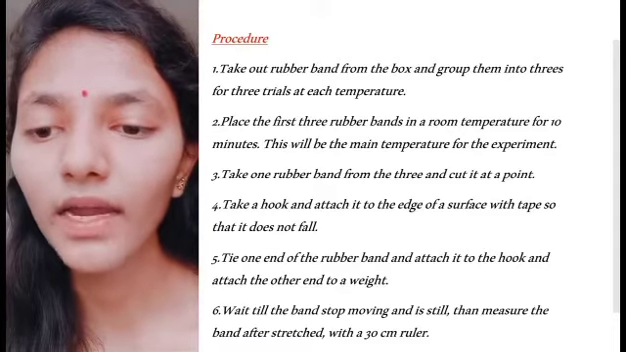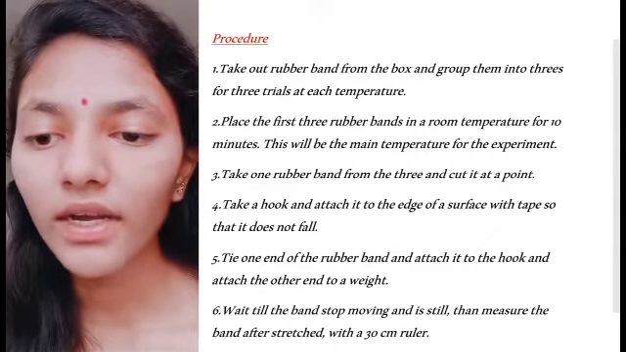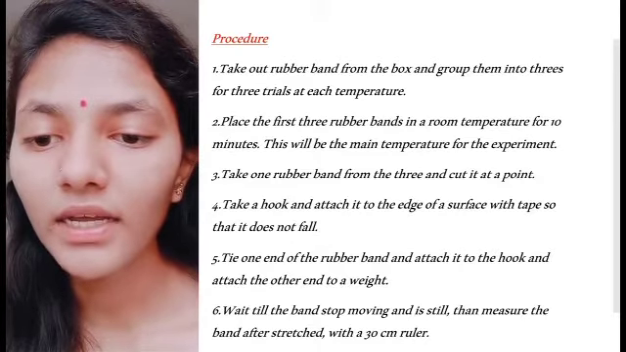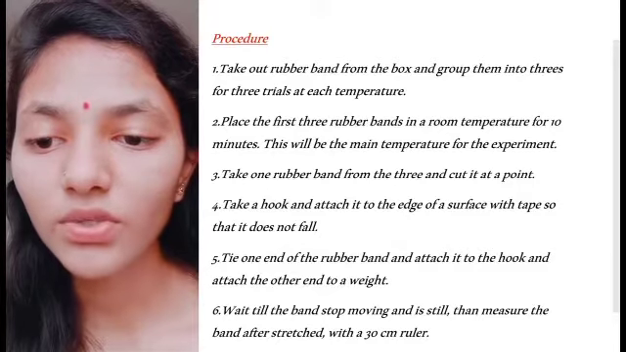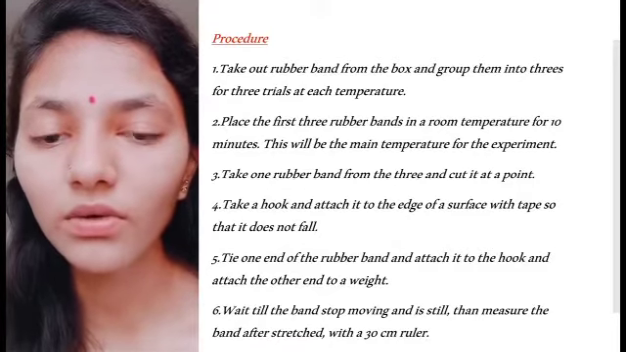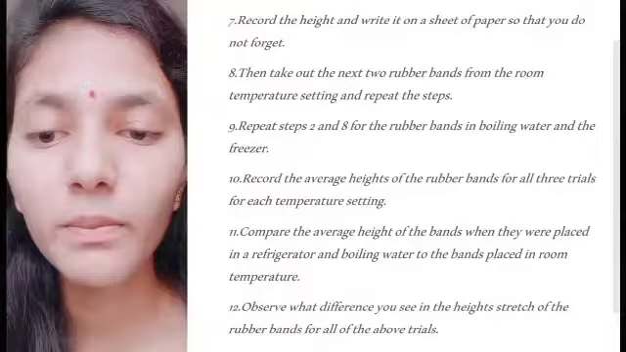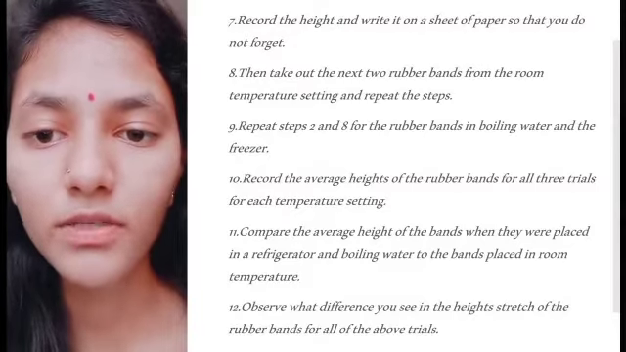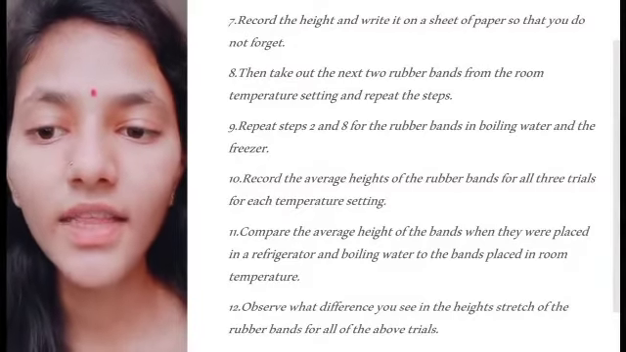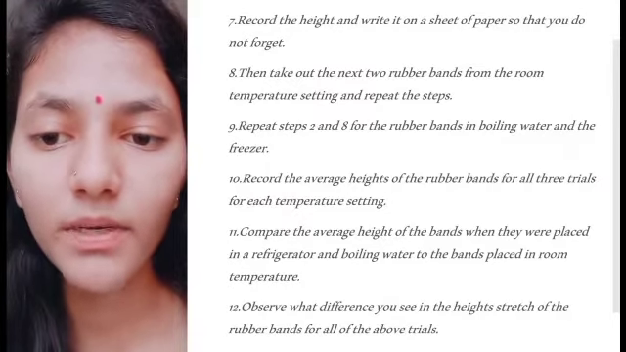Fifth, tie one end of the rubber band and attach it to the hook, and attach the other end to a weight. Sixth, wait till the band stops moving and is still, then measure the band after it is stretched with a 30 centimeter ruler. Point 7. Record the height and write it on a sheet of paper so that you don't forget. Then take out the next 2 rubber bands from the room temperature setting and repeat the steps.